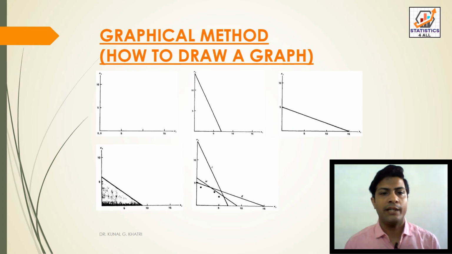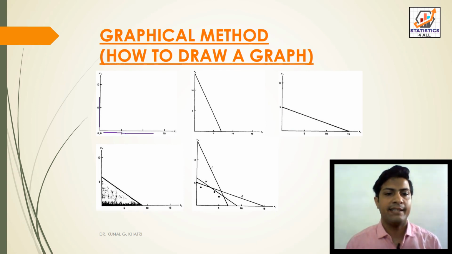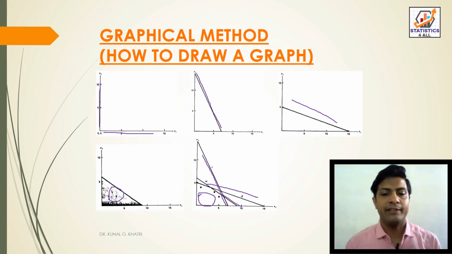Now, how to draw a graph? First, make an x-axis and y-axis. Draw the first equation, then another equation. Here we can see it here also. Now there are 3 lines, 3 equations, and a dotted line is given. If it is less than or equal to, then the feasible region will be this one, and if it is greater than or equal to, then the feasible region is above the line.